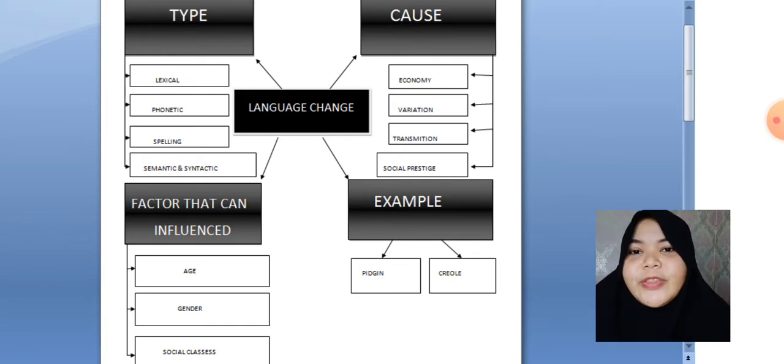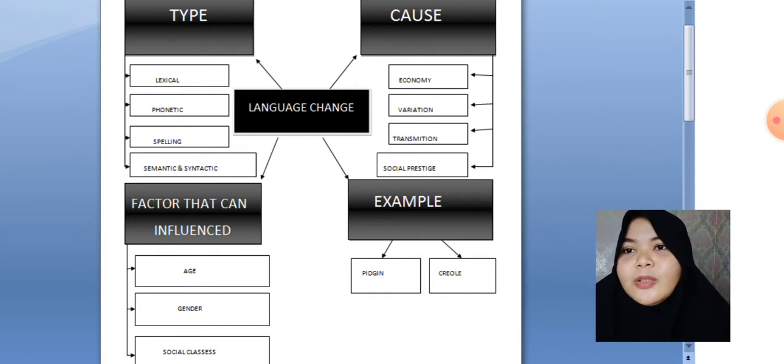Today I'm going to share with you a lesson about language change which I've got from my sociolinguistics class. This presentation will be based on my own knowledge and I already did my mapping, so this is the result. This is my map for the language change that we are going to use for today's lesson.